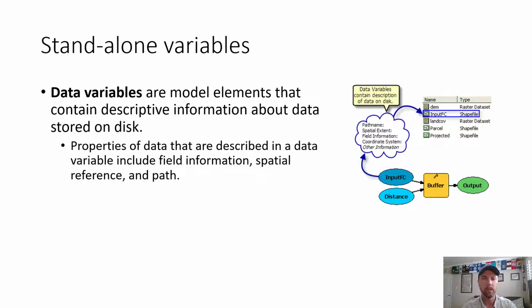Data variables are model elements that contain descriptive information about data stored on disk. Those properties of the data that are described in a data variable include field information, so what's in the specific field, spatial reference, so what's the projection, coordinate system, things like that, and path, which would be the location on a drive or on a disk. So data variables are model elements that contain descriptive information about data stored on disk.